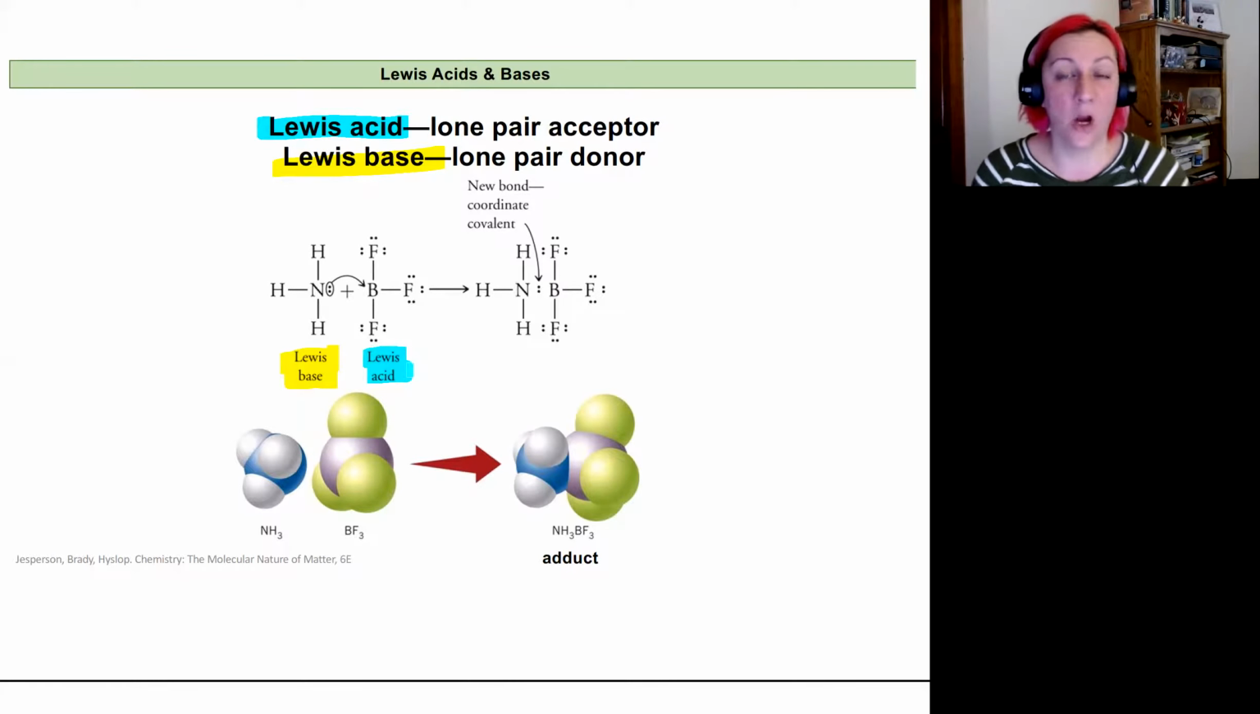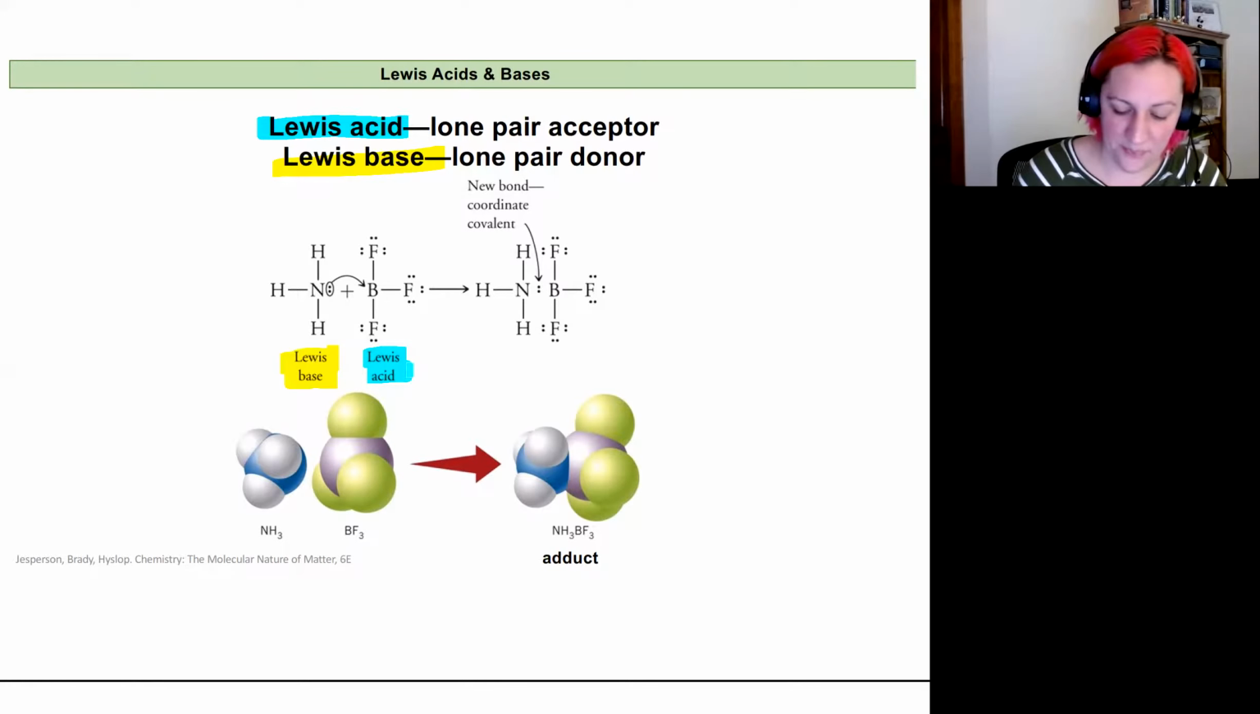Boron is one of our elements that has exceptions to the octet rule. It typically forms molecules such that it has 6 valence electrons around it. So it has an empty orbital, right? It doesn't have a filled octet. And so that empty orbital on the boron can accept the electrons from the nitrogen and form a new complex right here.